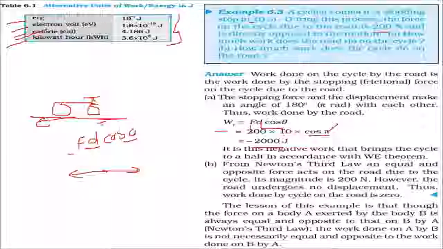So this is the negative work that brings the cycle to rest, or you can say it is retarding or decelerating the cycle in accordance with the work energy theorem. And as I discussed earlier, from the third law of motion, an equal and opposite force acts on the road due to the cycle. The magnitude is 200 Newton, but the road is not moving, it is not undergoing any displacement. So the work done by the cycle on the road is zero.